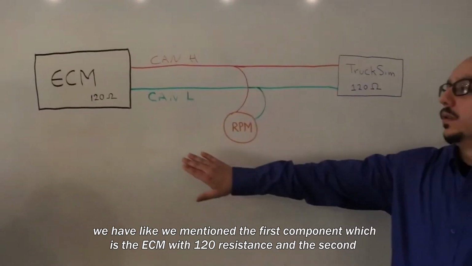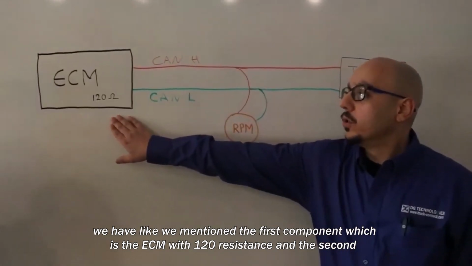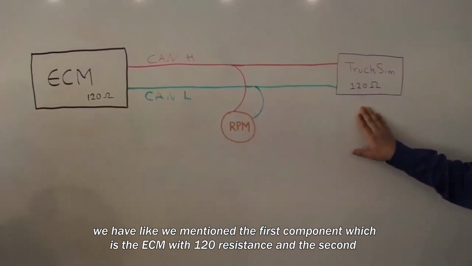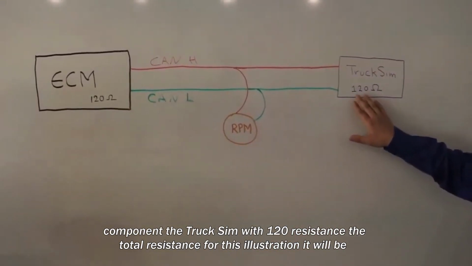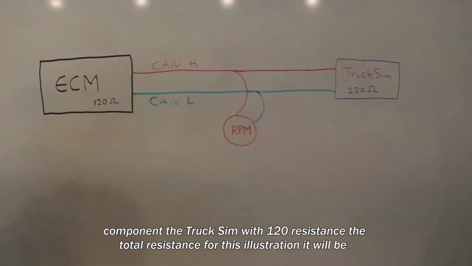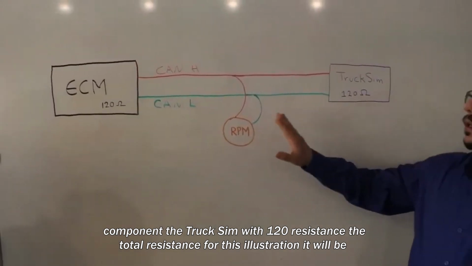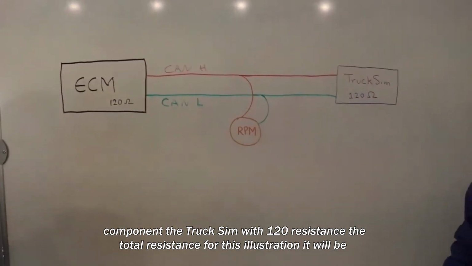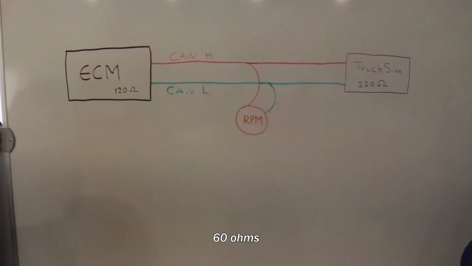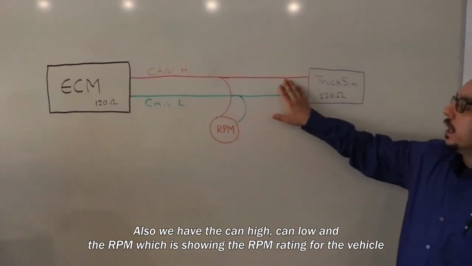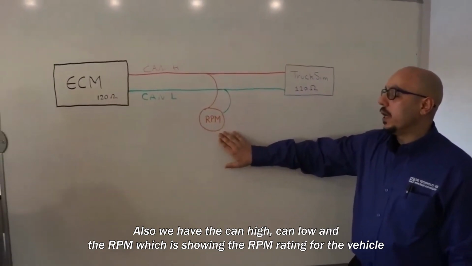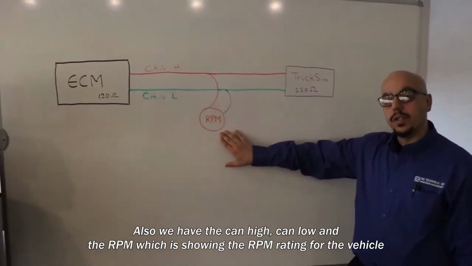In this illustration, like we mentioned, the first component is the ECM with 120 resistance, and the second component, the truck sim, with 120 resistance. The total resistance for this illustration will be 60 ohm. Also, we have the CAN high, CAN low, and the RPM, which shows the RPM reading for the vehicle.